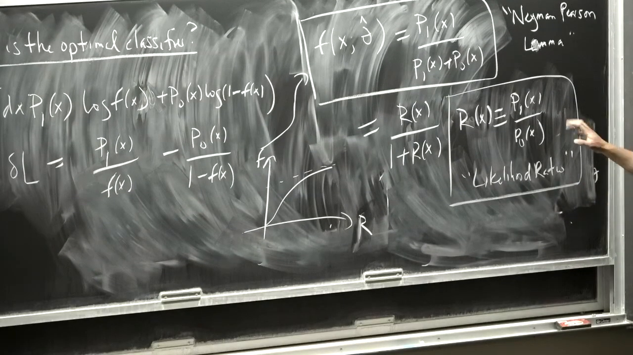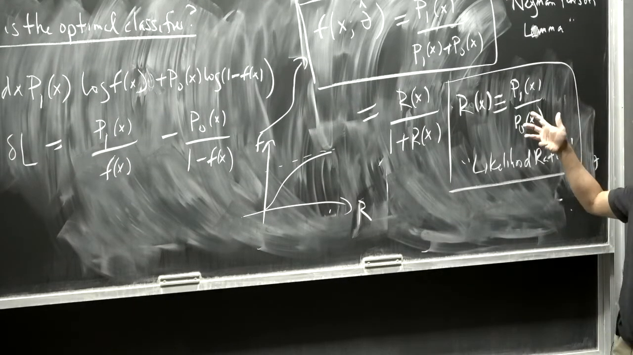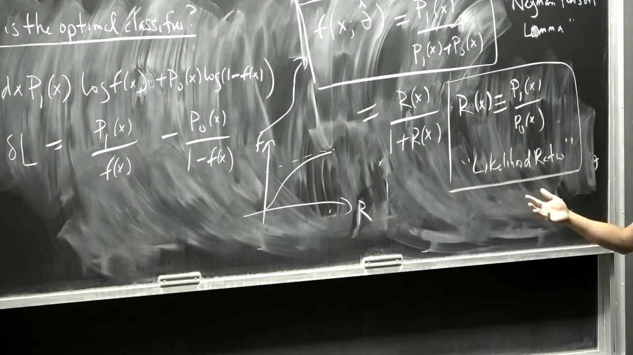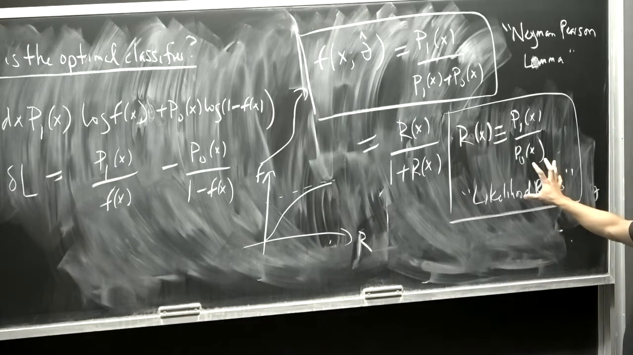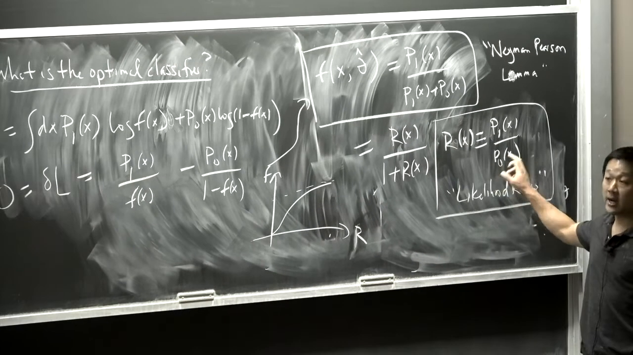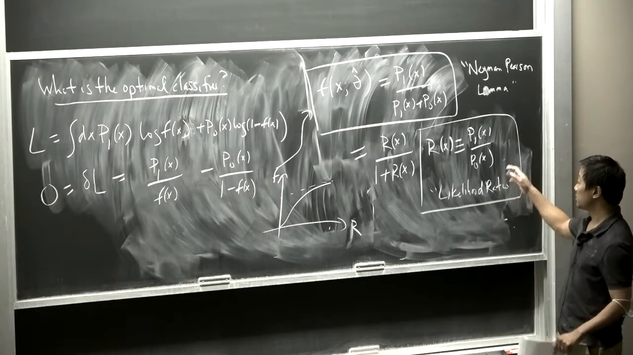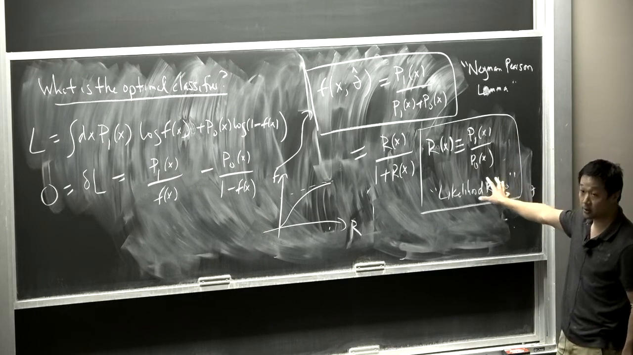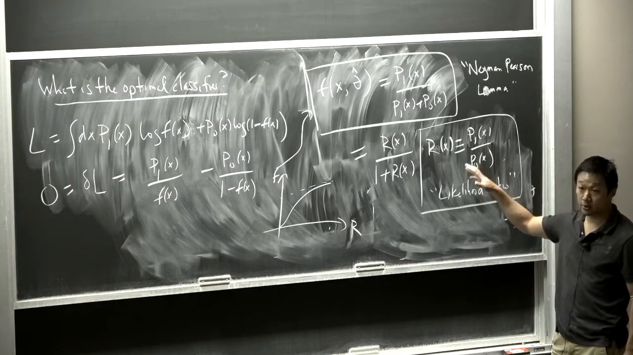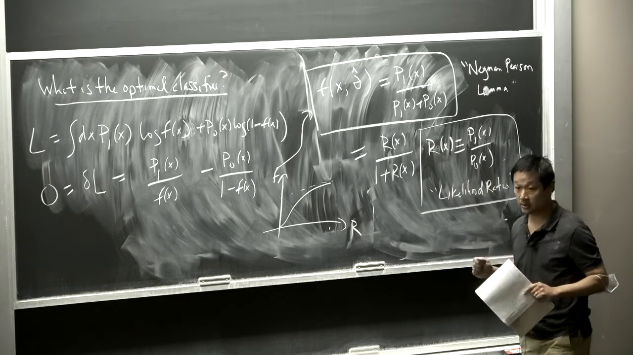Later we'll see in various examples how you can turn this around. It's called the likelihood ratio trick. You can use a classifier to learn the likelihood ratio. You're not actually interested in the classifier task itself, but you can train a classifier to learn the likelihood ratio and then use that likelihood ratio for other purposes, like finding overdensities in the data.